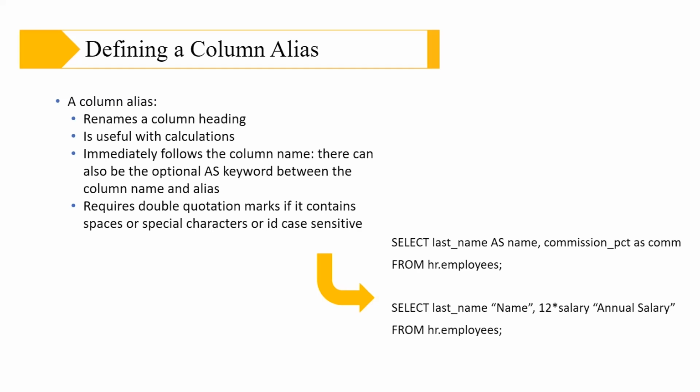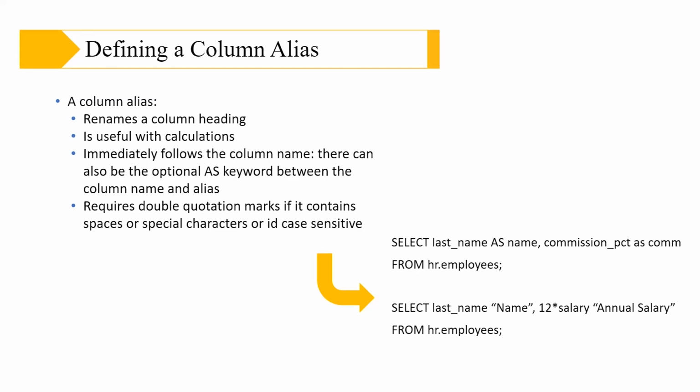So what column alias does is it renames a column heading. Okay, it's useful with calculation. So if you have a correct column alias, which is very small and only as per needed, then it will be useful with calculations because most of the calculations are huge. Okay, and you would need something to validate. So it is useful with calculations. It immediately follows the column name. There can also be the optional AS keyword between the column name and alias.